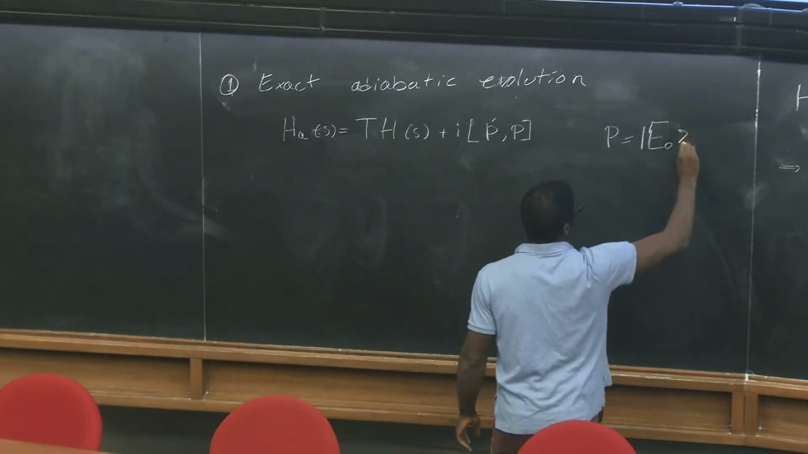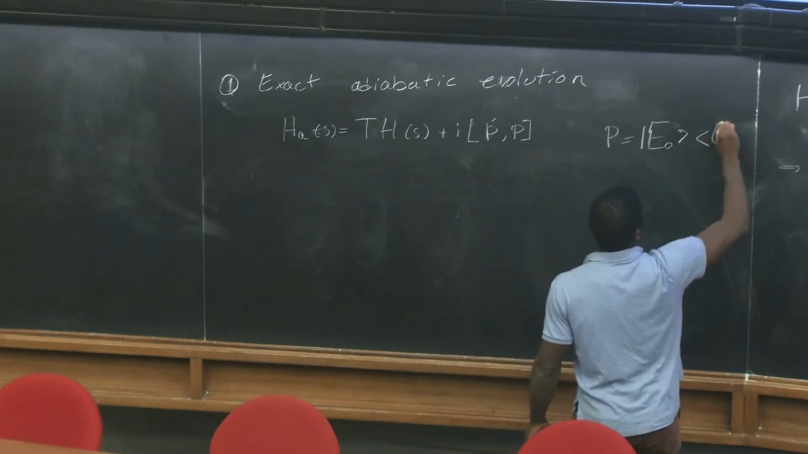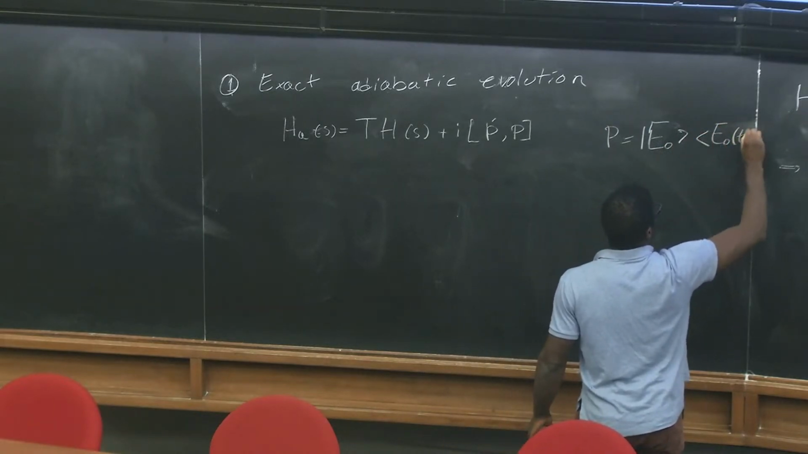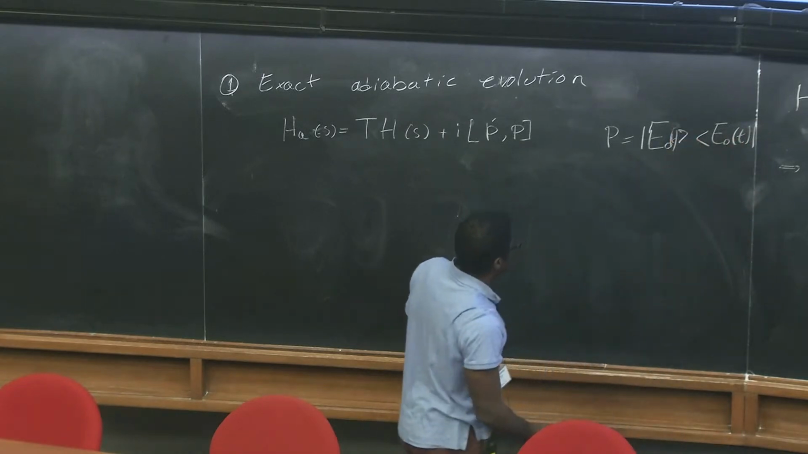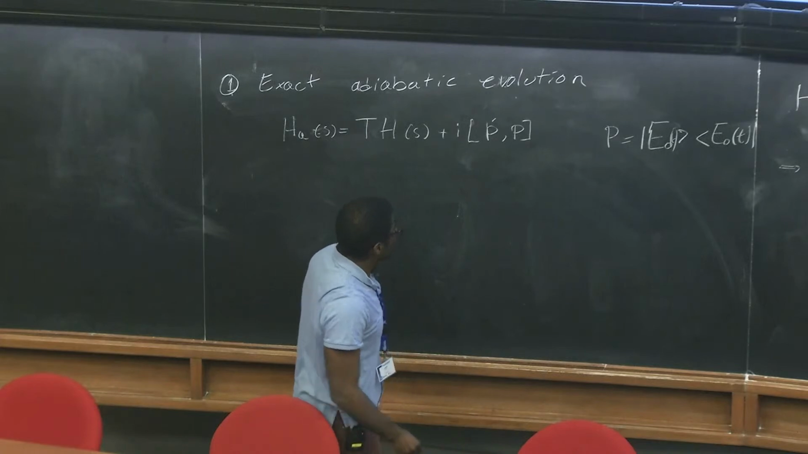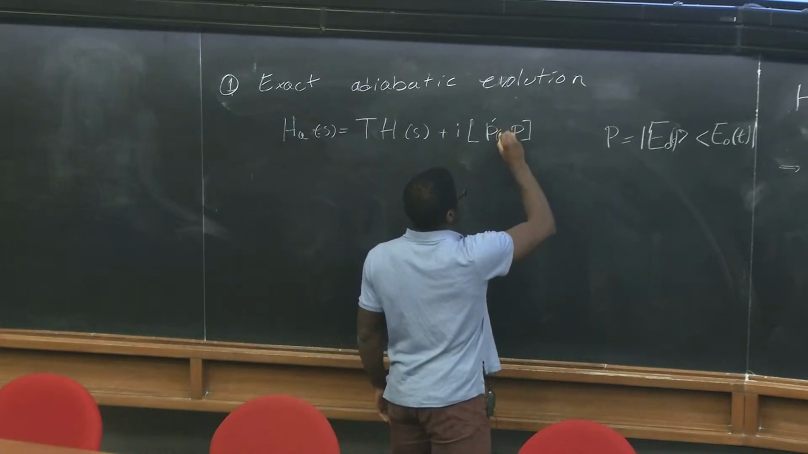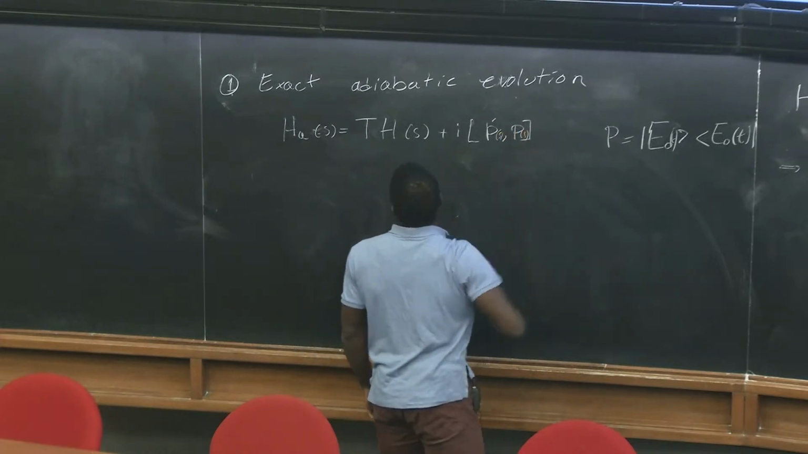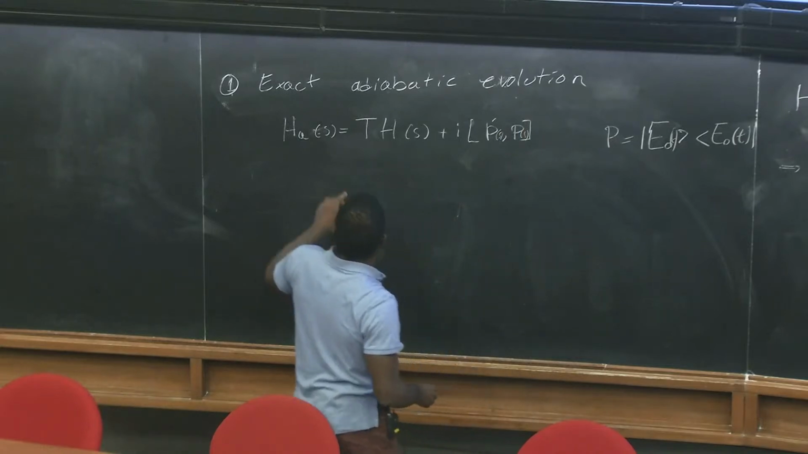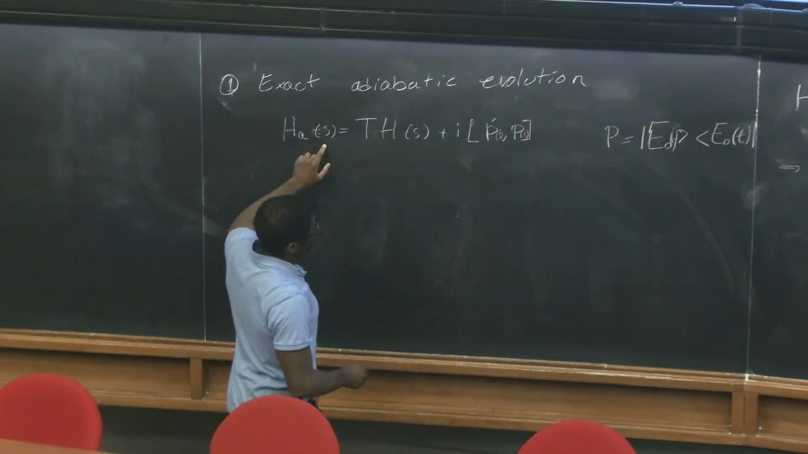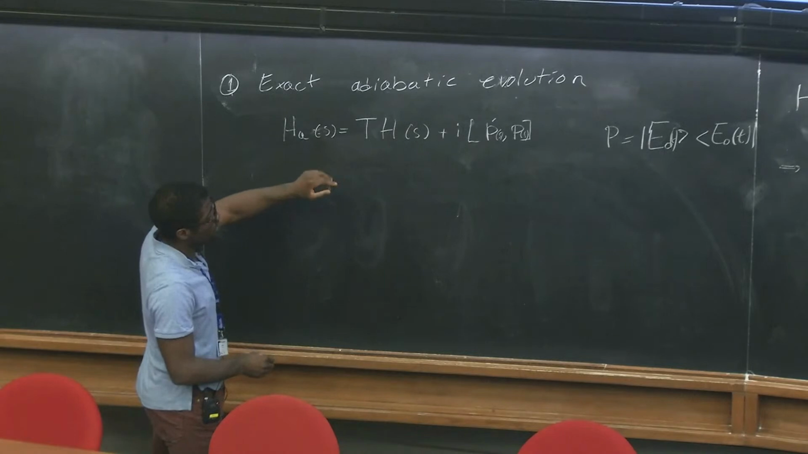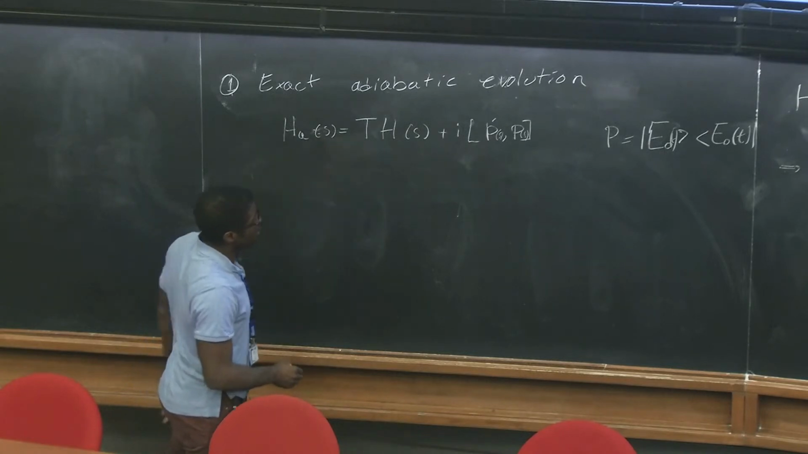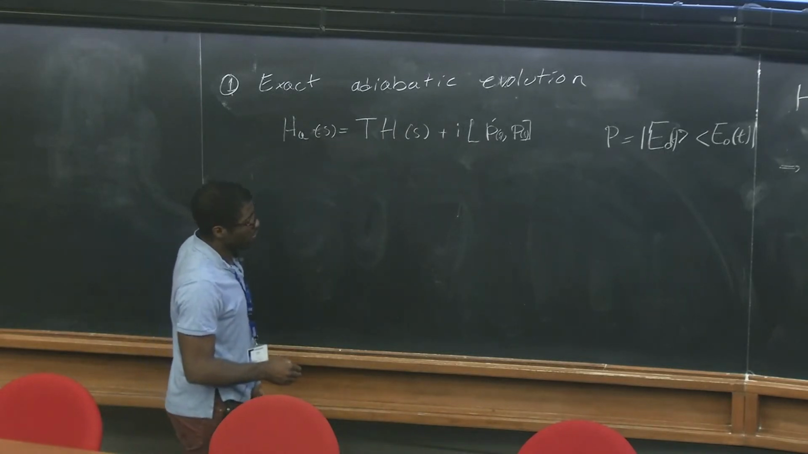projector over the instantaneous eigenstate. So if we want to be precise here, we should put S, but I may drop the S where it's implicit. All these things except T are going to be S dependent.